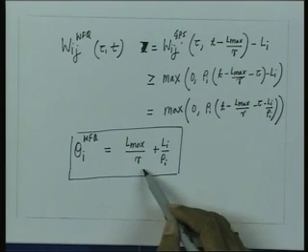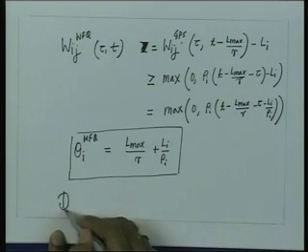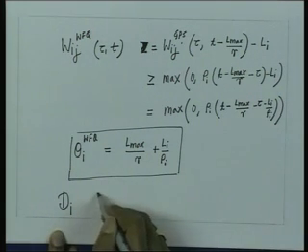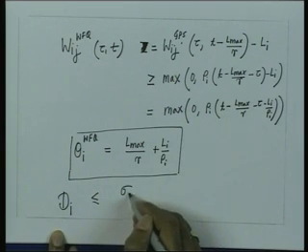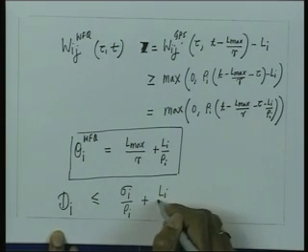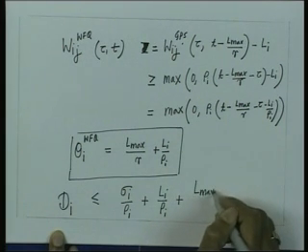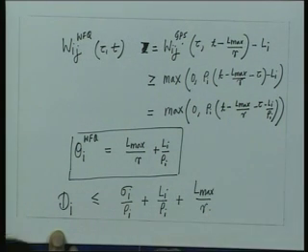And from simple algebraic manipulations we can show that the latency of a weighted fair queuing algorithm is given by L max by R plus Li by rho I, which means that the delay bound in the case of a weighted fair queuing is given by sigma I upon rho I plus Li upon rho I plus L max upon R.